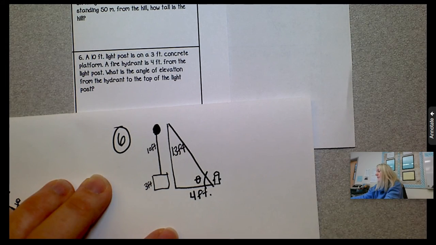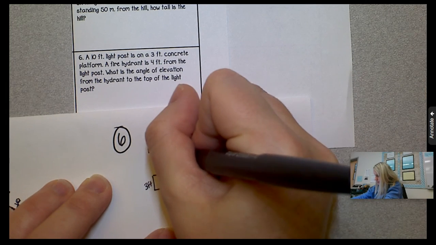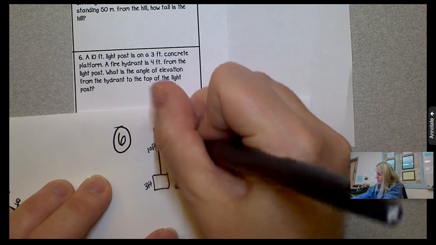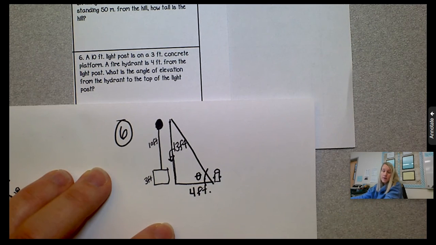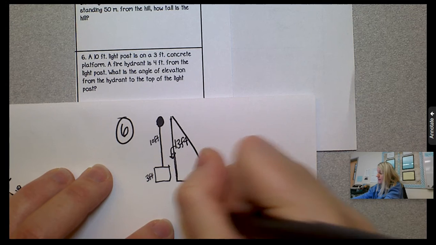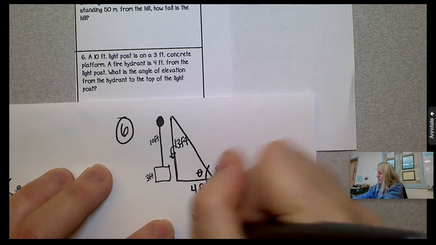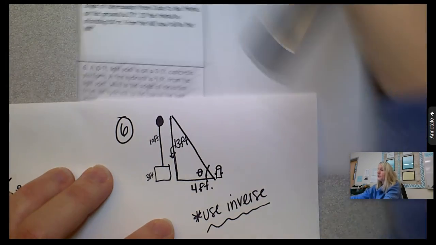This is 13, but I put it in a weird spot. So from here, we have opposite, and we have adjacent. You're trying to find an angle, so you are going to use an inverse. So I'll make a little note to myself: use inverse. And that's going to be your job.